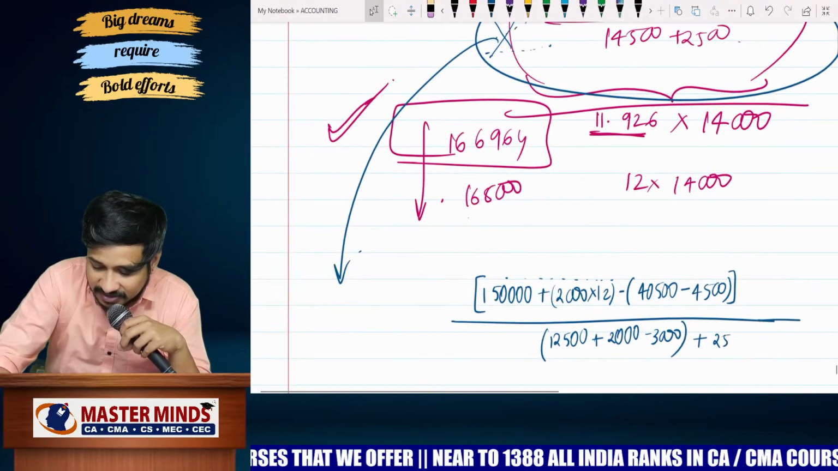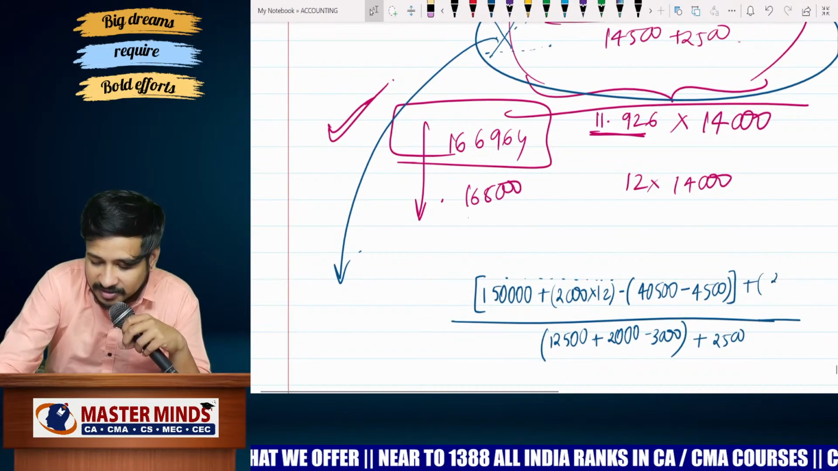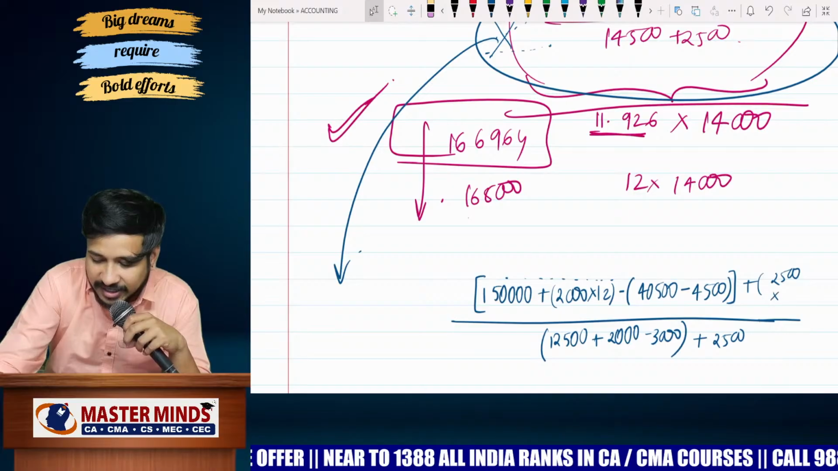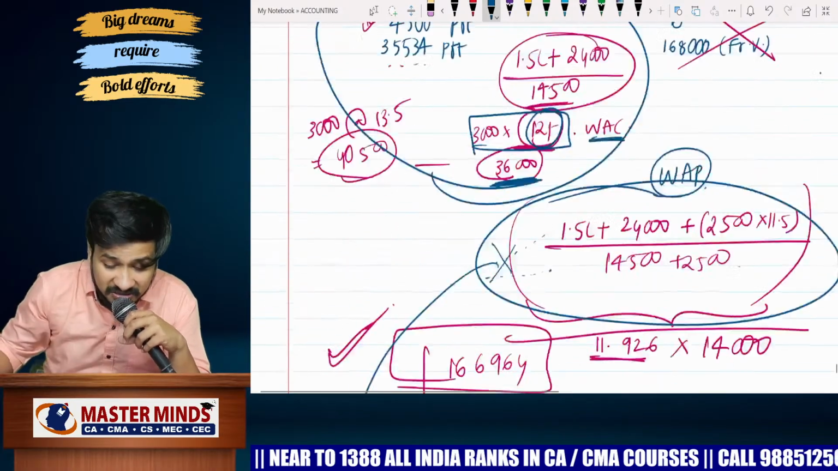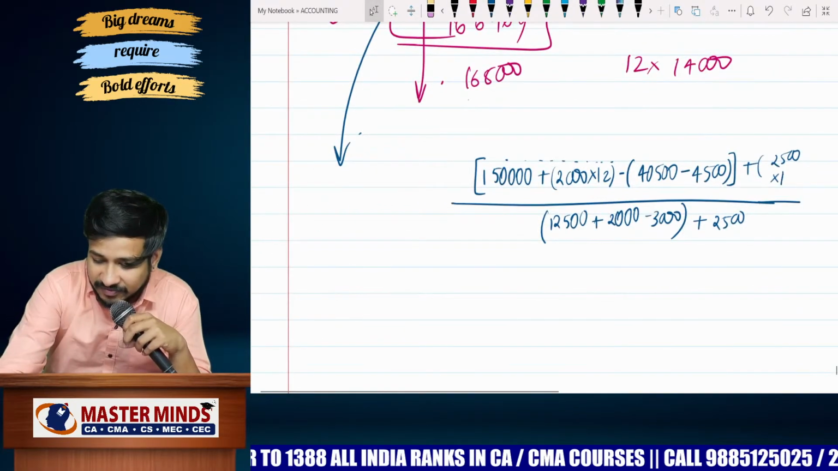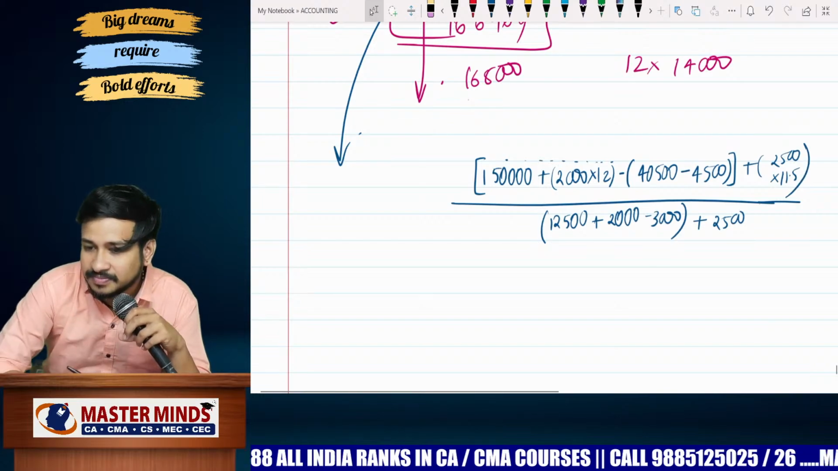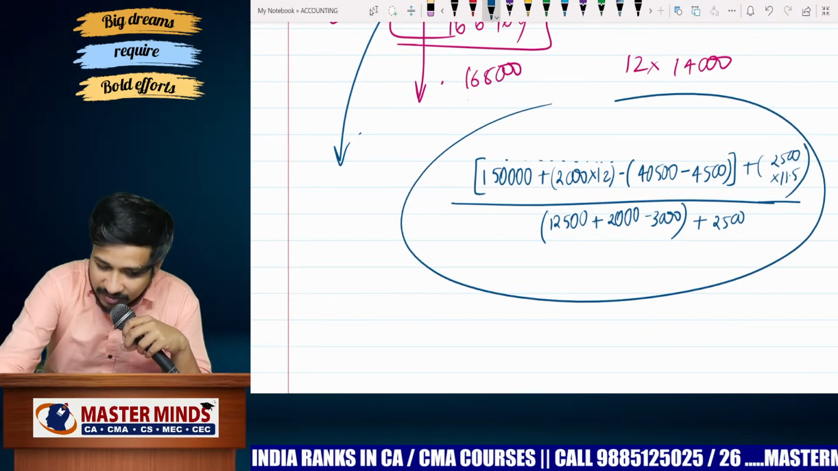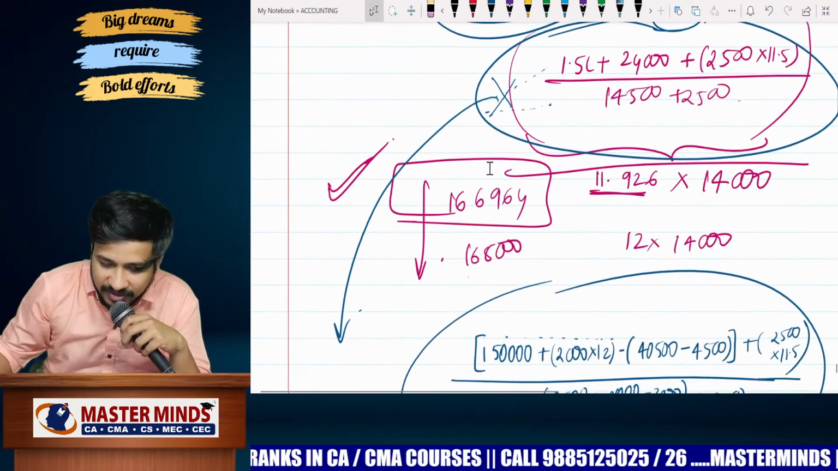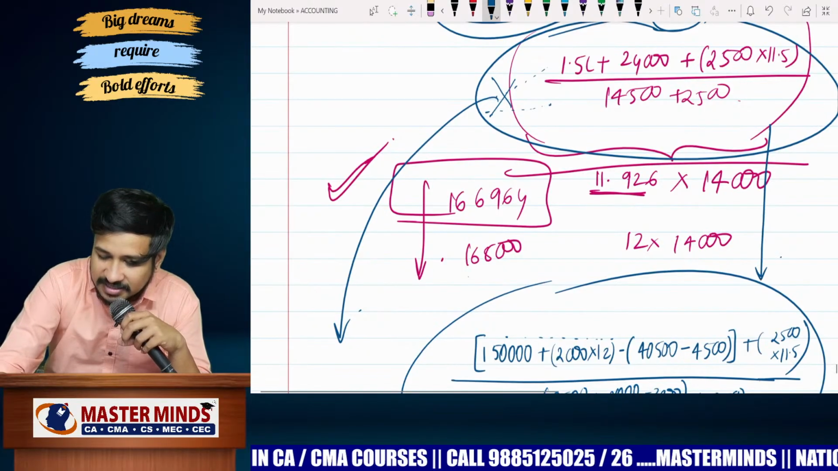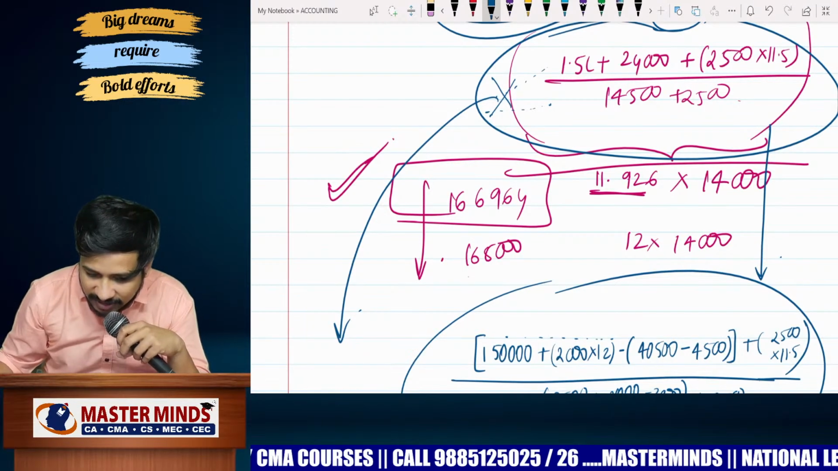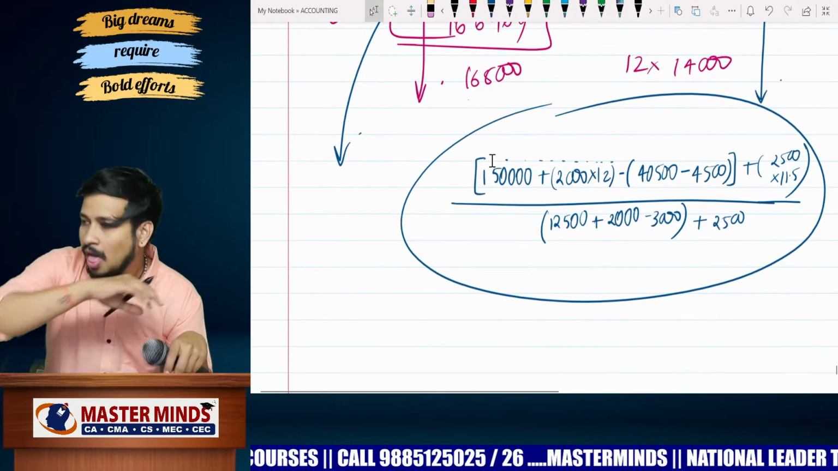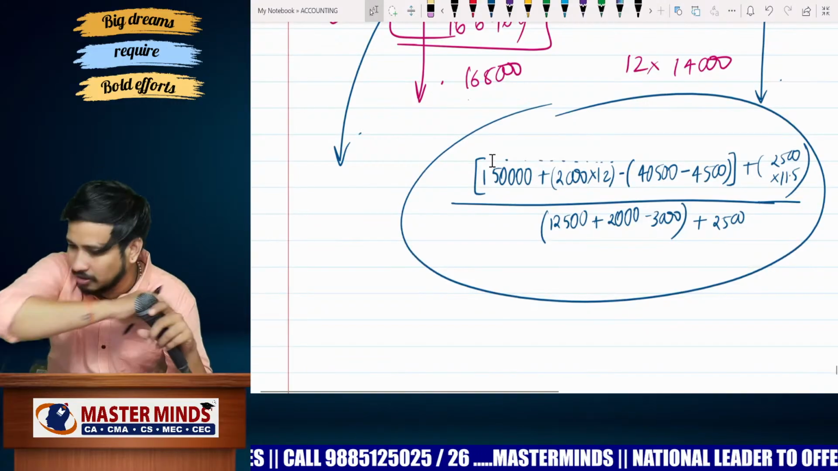2,500 debentures at a price of 2,500 into 11.5. Easy. Even if you have done this or even if you have done this, you should get the same answer. Check it out, you should get 11.926. It will definitely come.